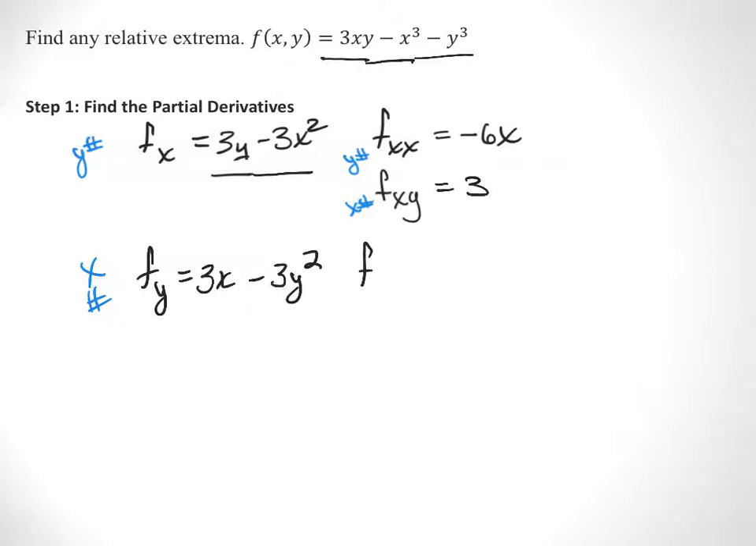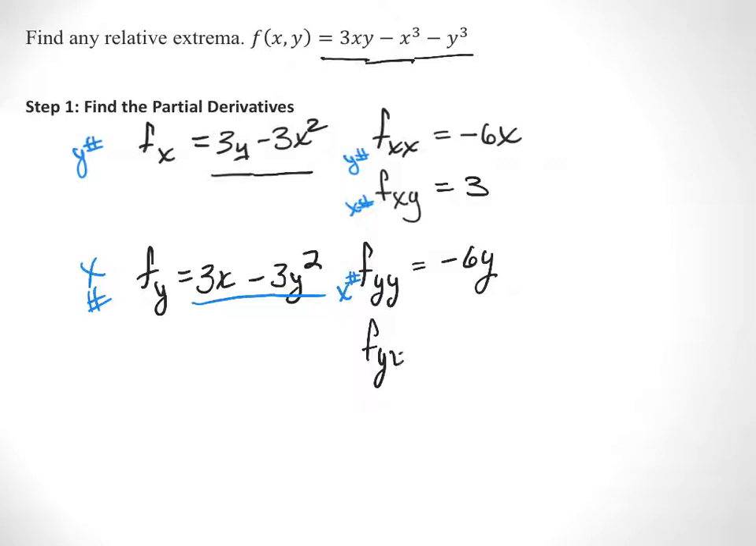Now we're going to do the second order, so f sub y y, and on this x is just a number. When we come from over here on this side, the first term, 3x, is just a number. The derivative is 0. The second term gives you negative 6y.